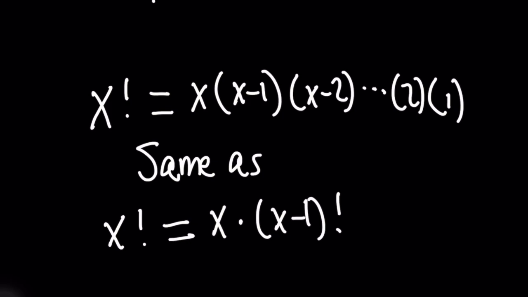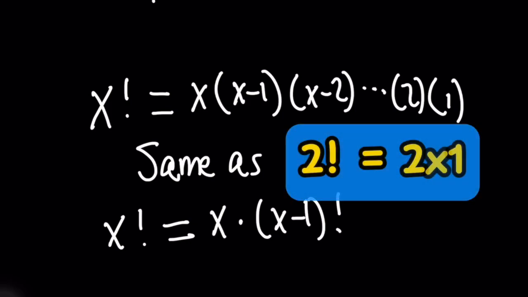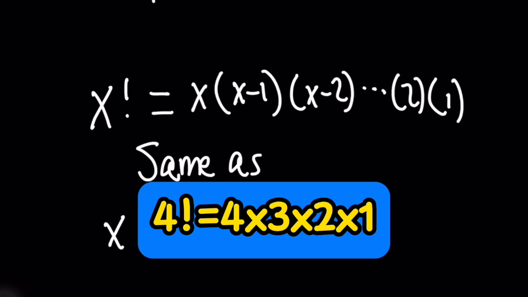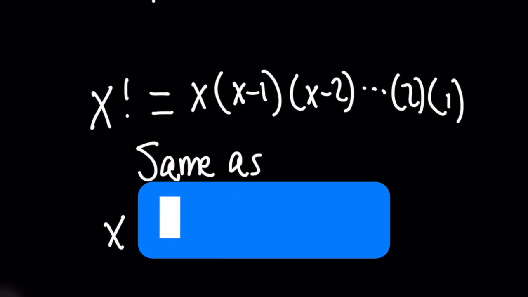So 2 factorial, for example, would be 2 times 1. 1 factorial is just 1. And then if I gave you a number like 4 factorial, it would be 4 times 3 times 2 times 1, and you get the idea.